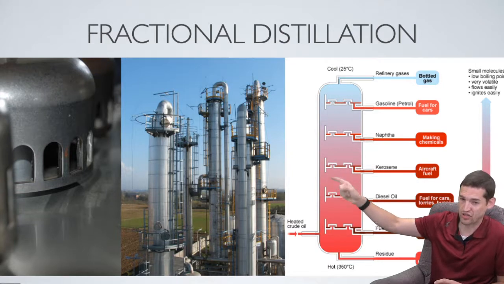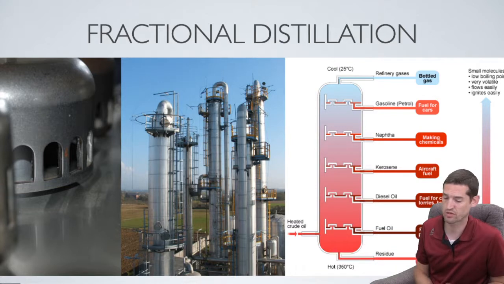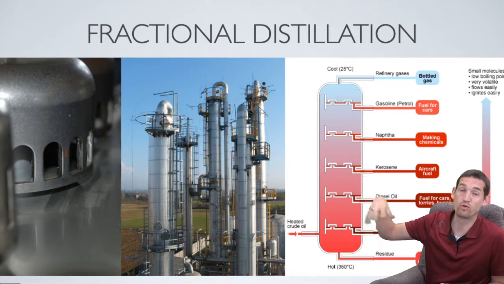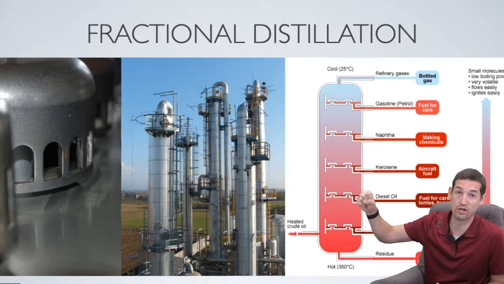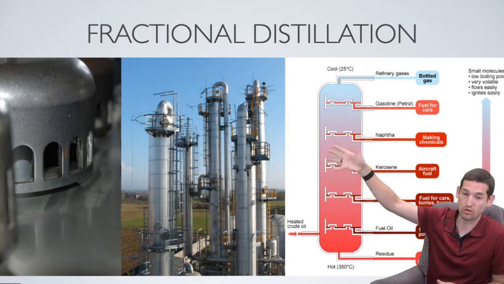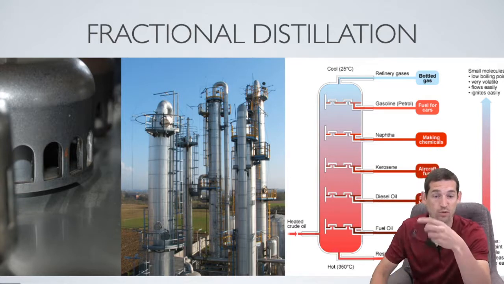And then in this next chamber, now we get some slightly smaller molecules. We've cooled down so much that we're below their boiling point now, so they condense back into liquid and then they're kept. And then we keep working our way up, getting colder and colder and colder, and for the most part we get smaller and smaller molecules.